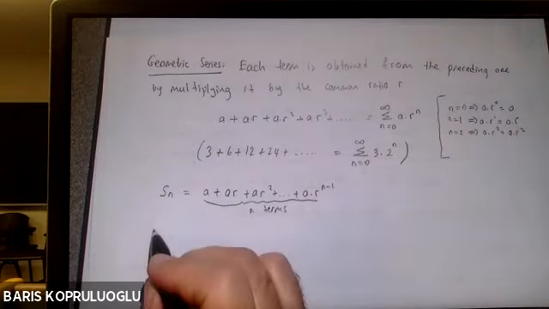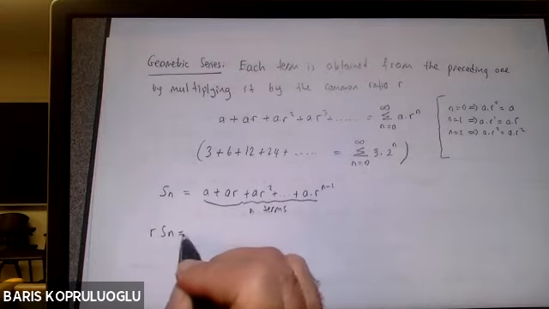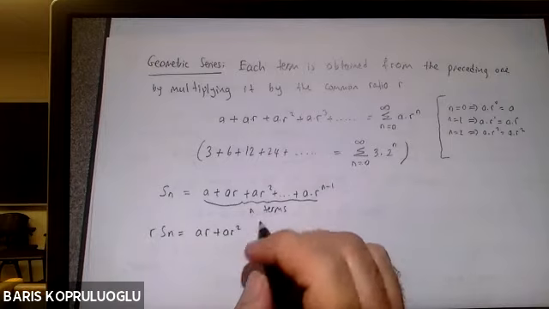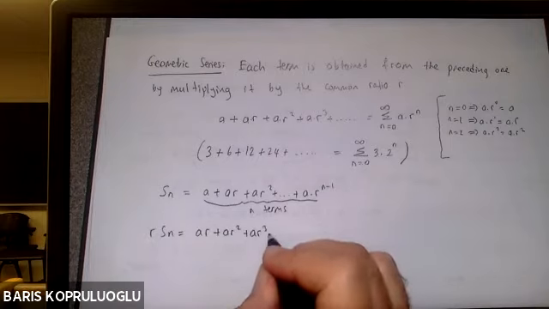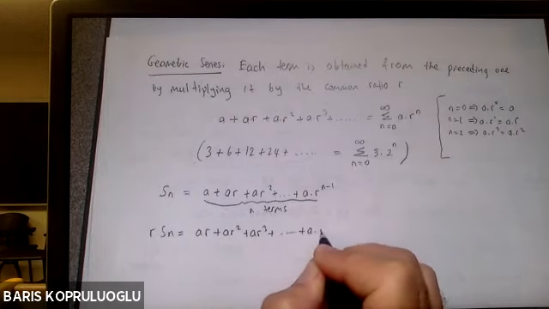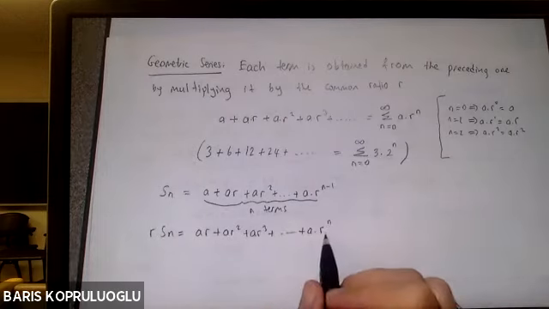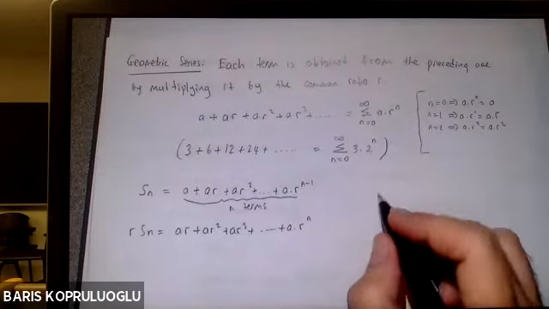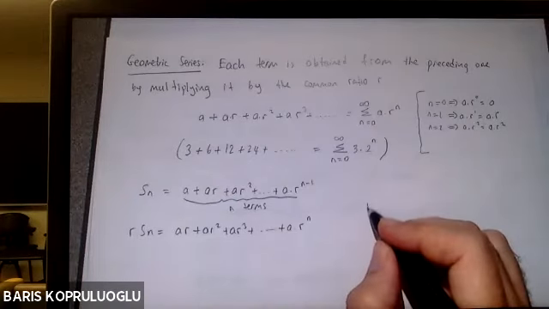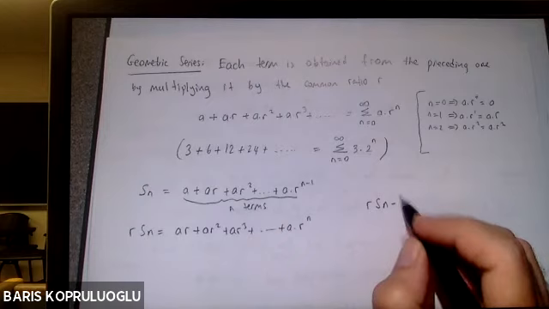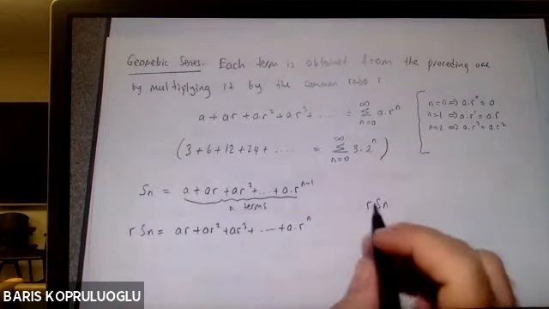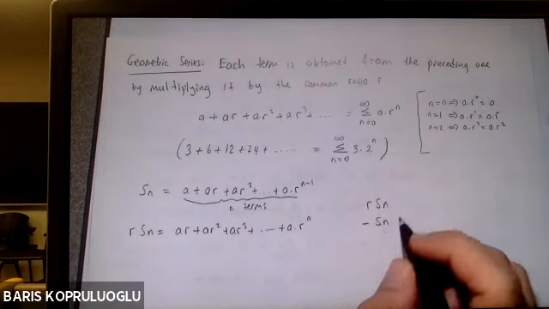And what about r times Sn? If you multiply all these terms by r, you get ar plus ar squared, ar cubed, all the way to ar to the power of n, because we're multiplying all terms by r. So if you subtract Sn from rSn, I think we're going to obtain something interesting.